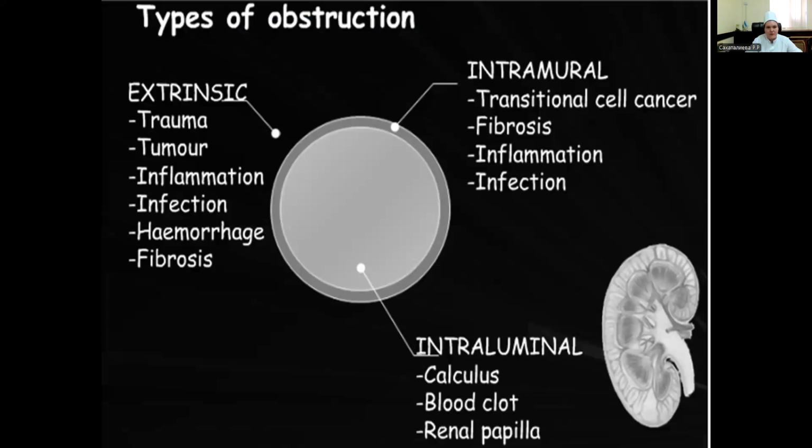Okay, as you know, and as I said, you should know the types of obstruction. Extrinsic: stroma, inflammation, infection, hemorrhoids, and fibrosis. Intramural: transitional cell skin cancer, fibrosis, inflammation, infection. Intraluminal: calculus, blood clot, and renal papilla.